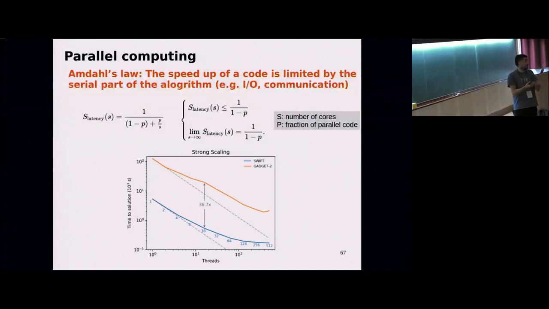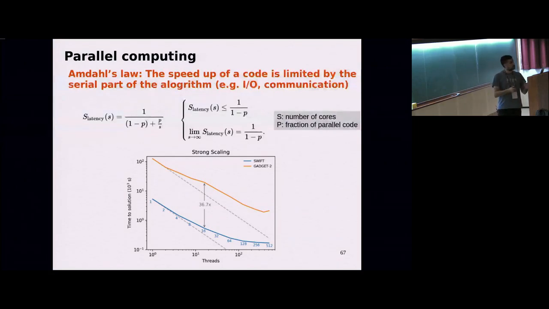This is essentially because the serial parts start dominating, and this is the case in cosmological N-body codes. Actually it's even worse than that, because there are some parts of the code that not only cannot be parallelized efficiently, but also the communication between processors actually increases when you increase the number of cores. So you can imagine that if you want a pairwise communication, the number of bits that you would need to transfer would scale like the number of CPUs squared.